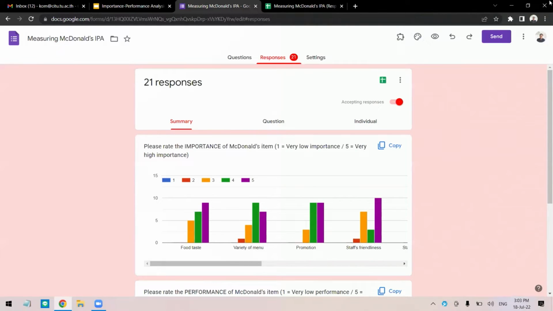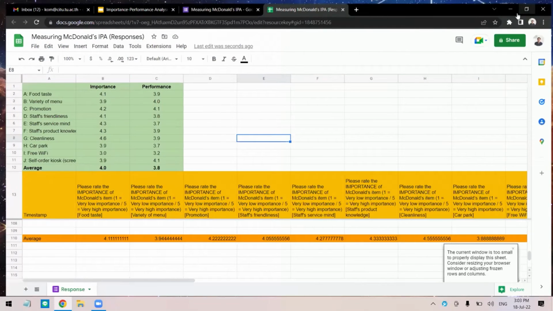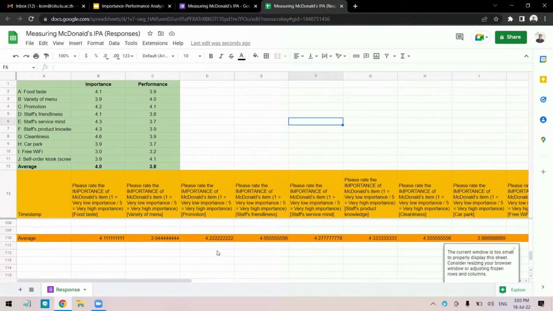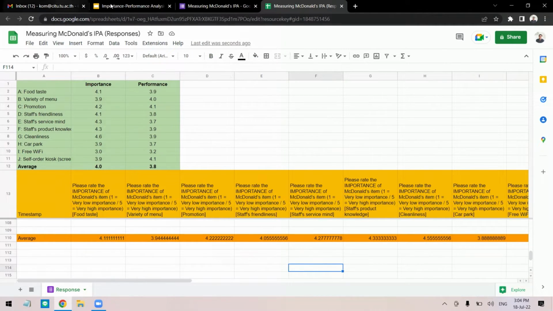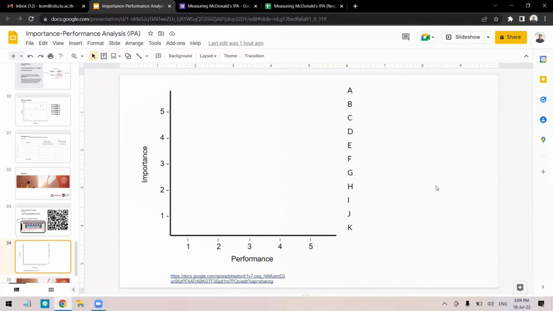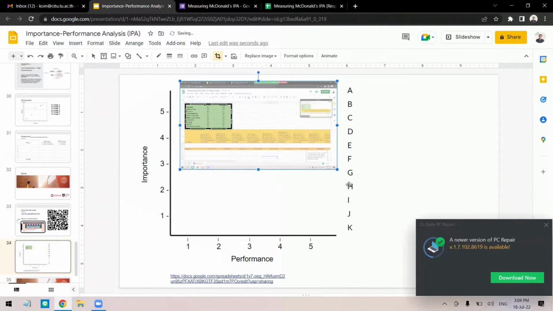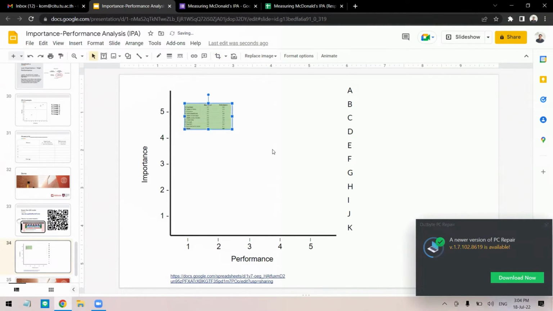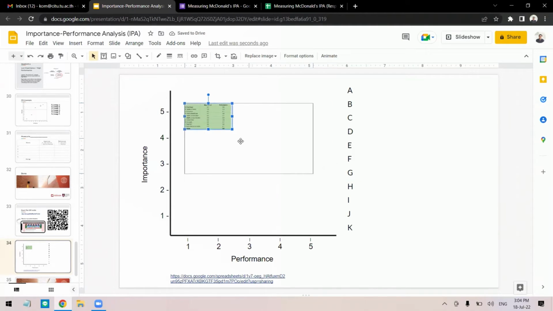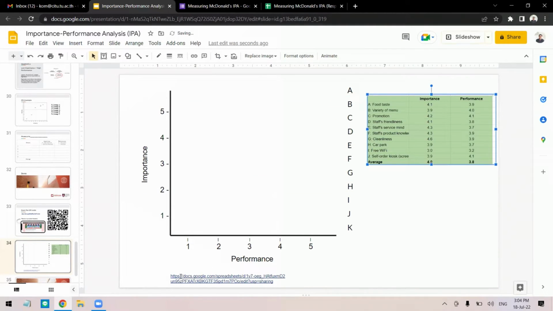So what I'm going to do now is capture the screen here. Okay, I got the result, and I'm going to move over here. Now we've got the result of the IPA, and what we will do next is plot it into the graph, right?